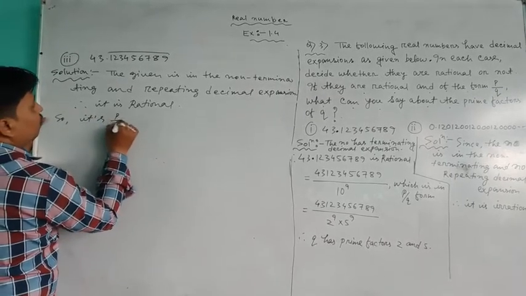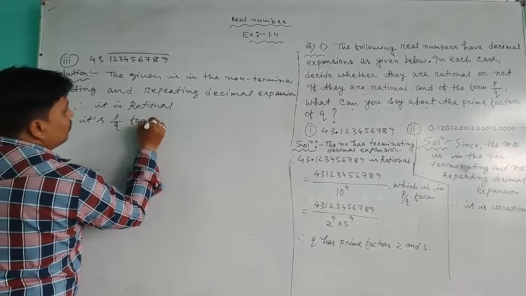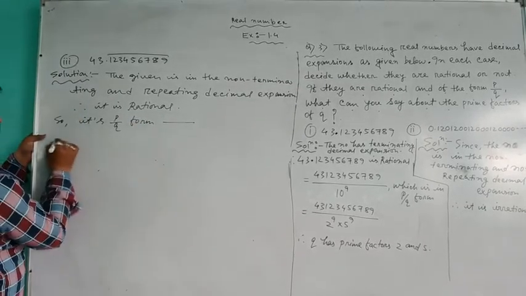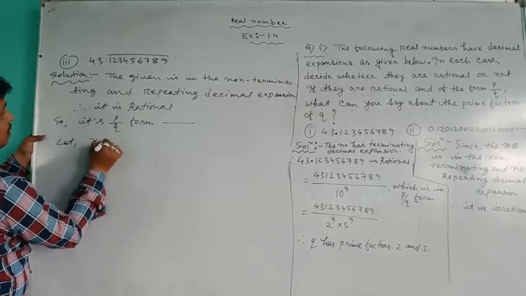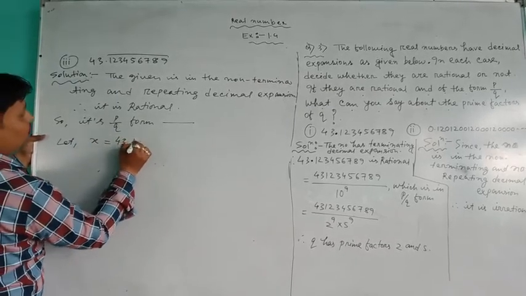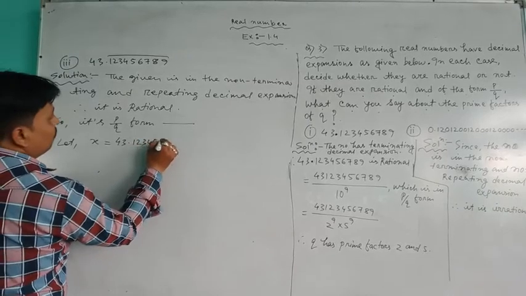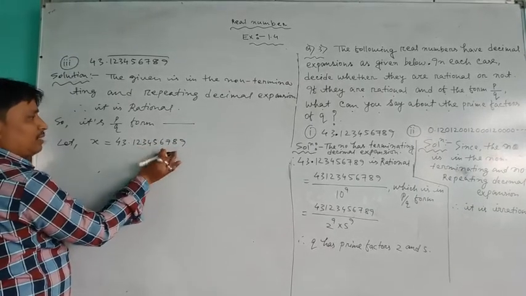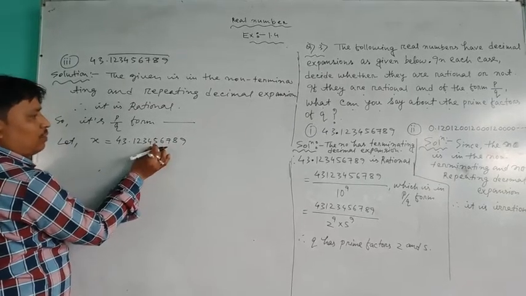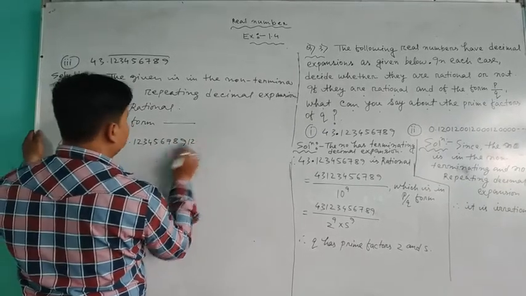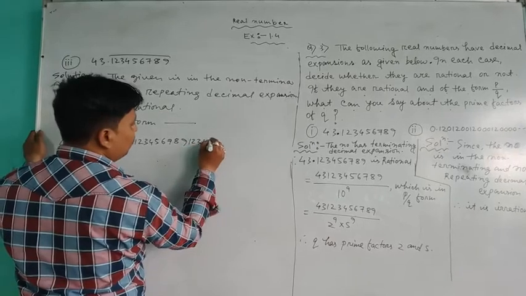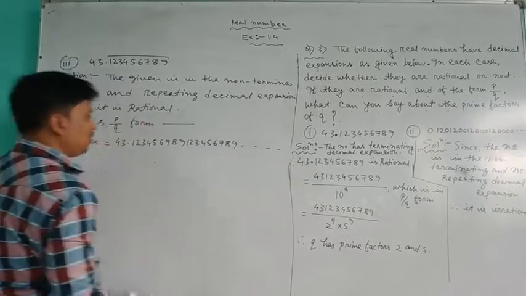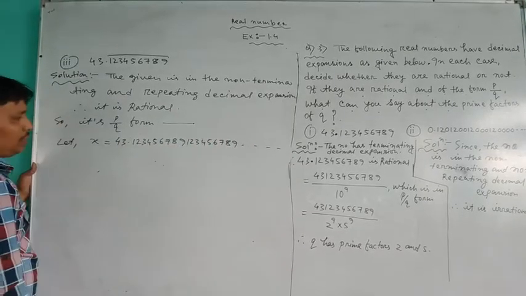Now express it in p by q form. First of all, let x equal to 43.123456789 with the bar, which means this 9-digit block is repeated like this: 1 2 3 4 5 6 7 8 9, again repeating. That means this block is gradually repeating.